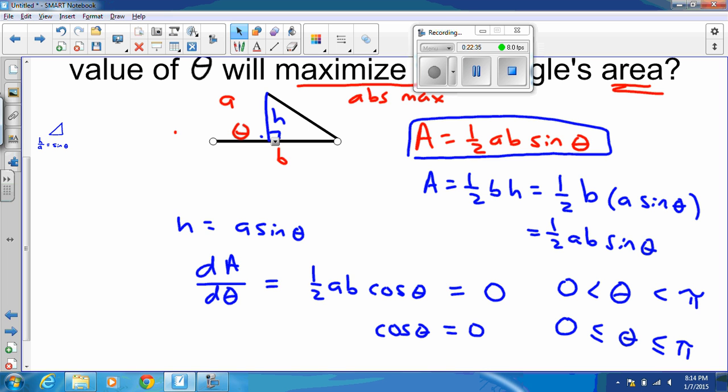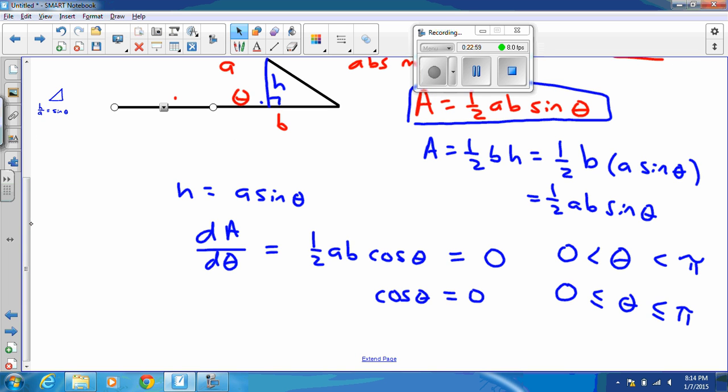And these two endpoints represent what we would call degenerate cases. If theta is actually 0, then I have no triangle anymore. I have a triangle with area 0. And if theta is actually pi radians, then I have no triangle anymore. I simply have a straight line, or a triangle with area 0. So we're going to include these endpoints here, but we understand that they correspond to degenerate cases.